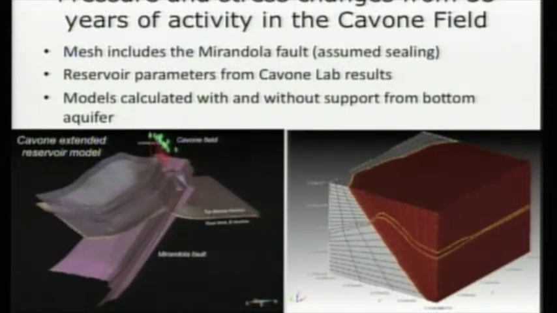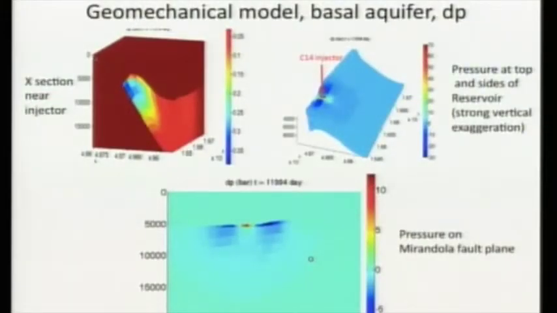Okay, so going to move on to the results, and I'm going to take a few minutes to explain what we're looking at here. In the upper left corner is a cross-section through this domain showing the pressure variations at the end of the simulation, in year 2013, cut through a section which is very close to the injector well near the center of the field.